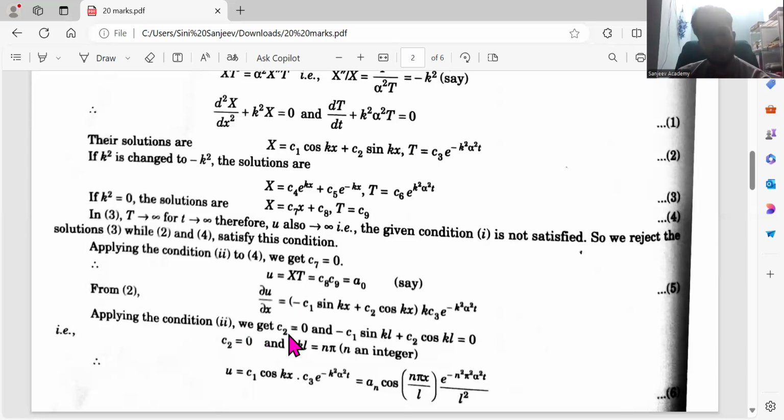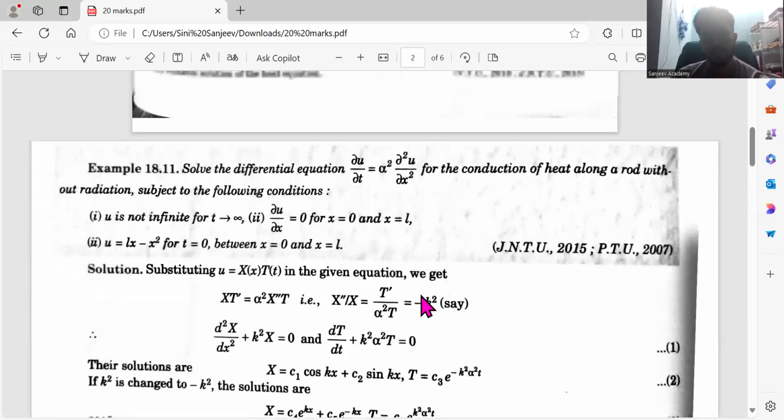Now I apply what? Put C2 is equal to 0. If I'm putting C2 is equal to 0, that is the boundary condition. This will be minus C1 sin kx plus C2 cos kx is equal to 0. So instead of x, I'll put L, because the condition is, go back to the question: x is 0 to x is equal to L in the first and second. You can see here, dou u by dou x equal to 0 for x is equal to 0 and x is equal to L.